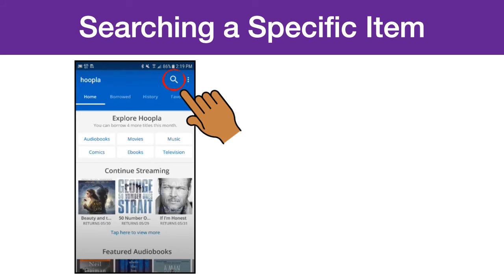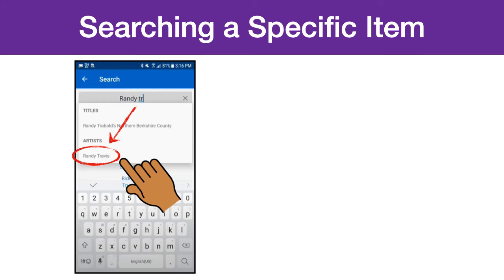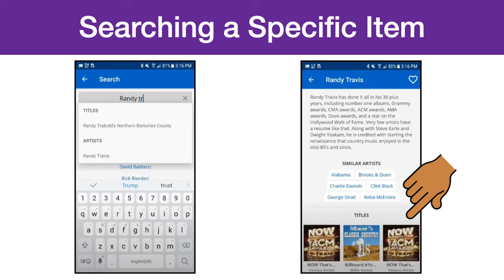But what if you want to search for a specific title or author? Start by pressing the magnifying glass icon on the home screen. This will allow you to type in a title, author, artist, or even a keyword. As you start typing, Hoopla will show suggestions based on what you're actually typing. When you see what you're looking for, you can just select it from the list. Your search result will be shown below. Scroll through to find exactly what you're looking for.